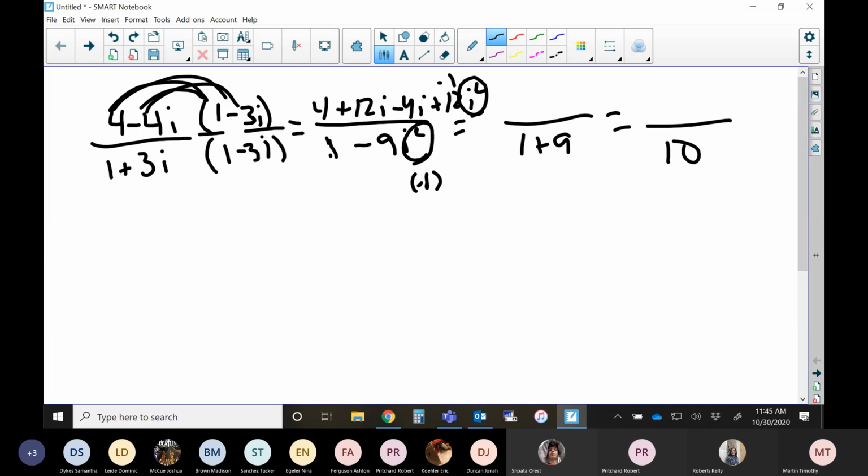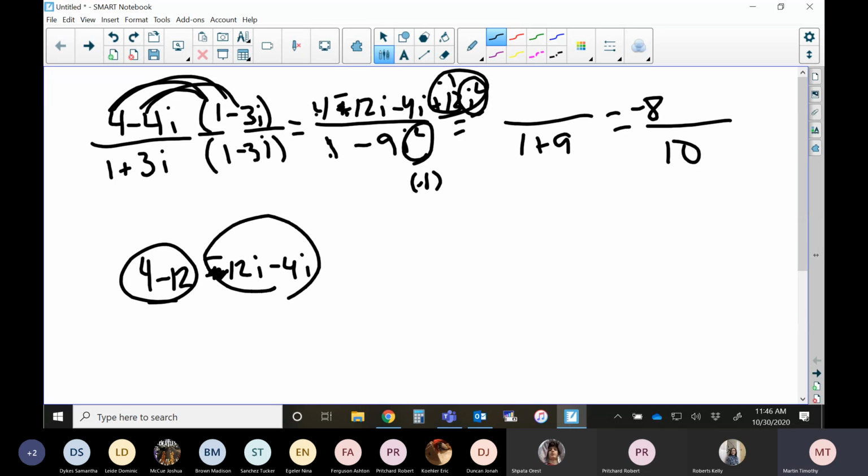Did you do that? I think so. Then that turns into, basically up top we have 4 minus 12, because that 1 times a positive 12 is a negative 12. I got 4 minus 4i minus 12i plus 12i squared. You got 4 minus 12? Yes, you should have. Minus 4i plus, yep, that's what it should be. You're right. So then the 4 minus 12 should be a negative 8. And then this together makes a negative 16i.